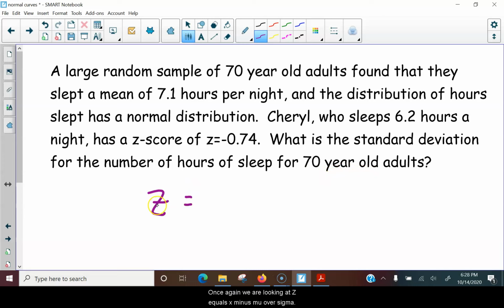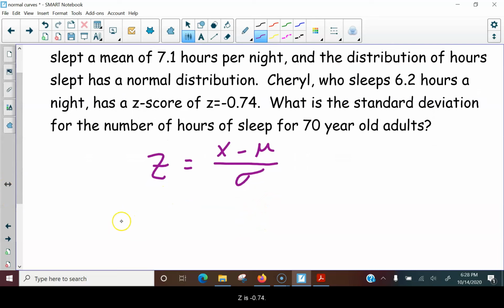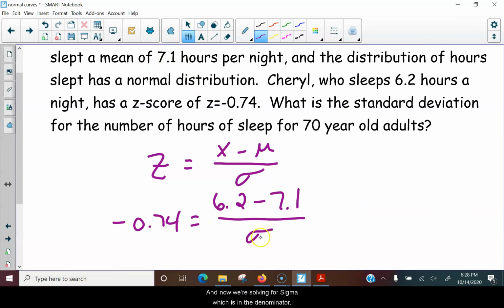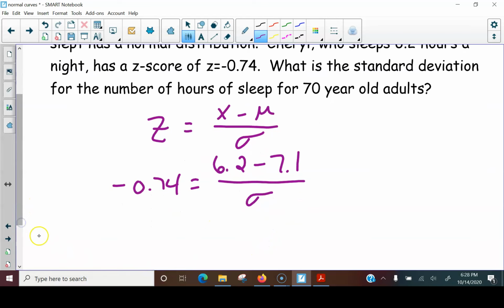Once again, we are looking at z equals x minus mu over sigma, and this time we're solving for sigma. Z is -0.74, and that went along with the data value 6.2 hours. The mean amount of sleep was 7.1, and now we're solving for sigma, which is in the denominator. Similar to the last two examples, I want to clear the denominator. This time, the variable that I'm solving for is in the denominator, so that is what I'm going to multiply both sides by.